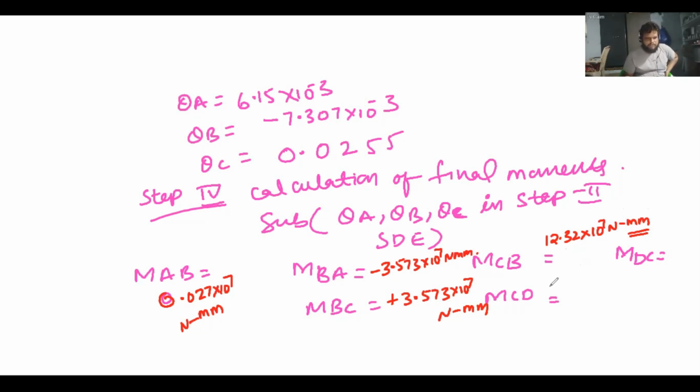So what is MCB? 12.32 into 10 to the power of 7. MCD will be almost equal to 10.40 into 10 to the power of 7 Newton mm. And the D value we got as minus 45.87. So I am writing MDC over here.